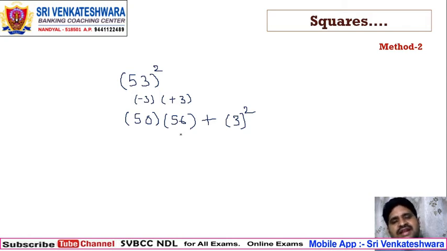Now whatever you are adding or subtracting, the square of that number has to be taken as a carrier. That is 3 square. Now 50 into 56, that is also how we take it easily. So I said it's a simple process here.